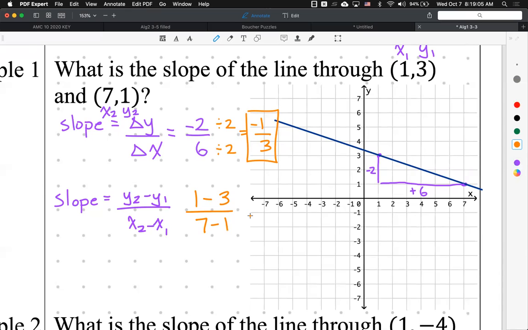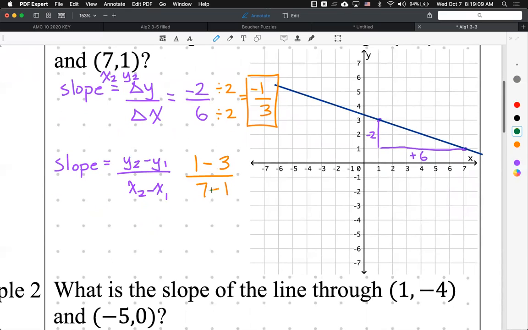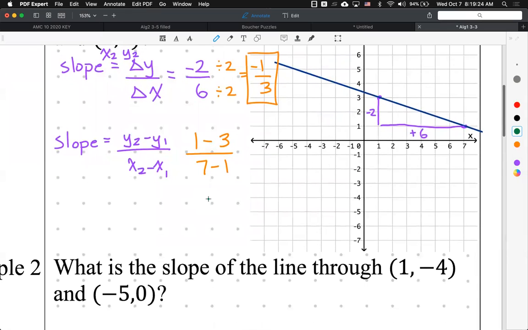And then if I simplify the numerator and denominator, can someone do both of these subtraction problems for me? I'm going to try to call in someone new because we don't have everyone in yet. Zeke, go for it. 1 minus 3 is -2. And then 7 minus 1 is 6.